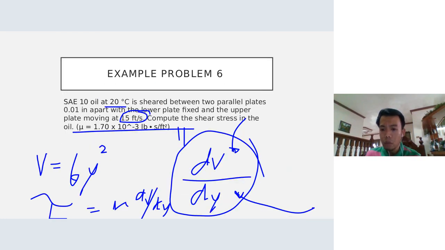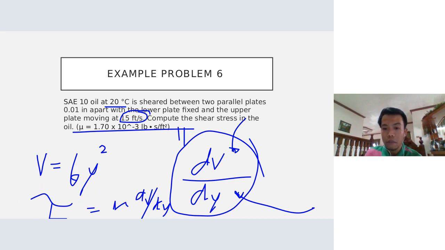And getting to the core of differential calculus, bakit ba tayo nag-differentiate? We differentiate to get the rate of change. So, we have this dv over dy. Multiply it with the viscosity, we get the shear stress.